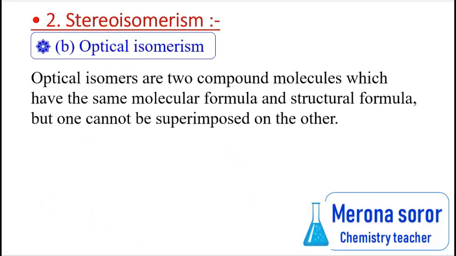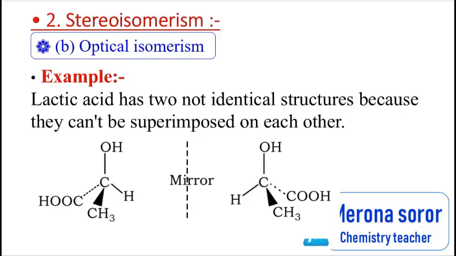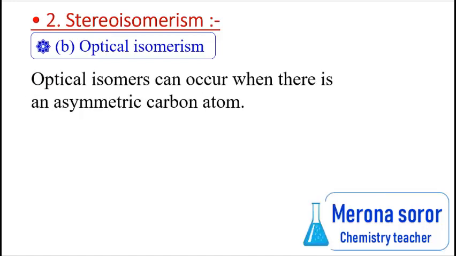Optical isomerism. Optical isomers are two compound molecules which have the same molecular formula and structural formula, but one can't be superimposed on the other. Example, lactic acid has two non-identical structures because they can't be superimposed on each other. Optical isomerism can occur when there is an asymmetric carbon atom.